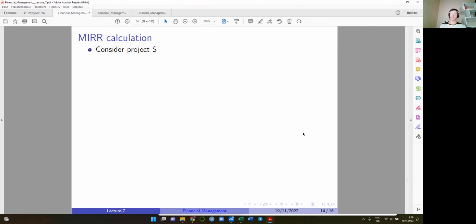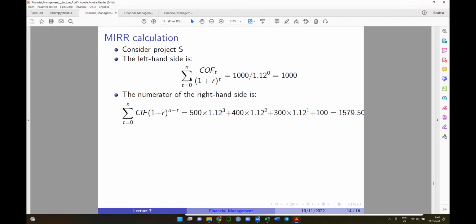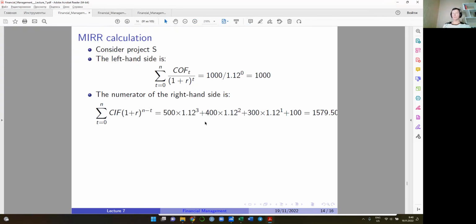Let's see an example how to compute this modified internal rate of return. So we do this in steps. First step is to compute the left-hand side. The left-hand side is formally this. We have only one negative cash flow, which is 1000 in the beginning, and we divide this by 1.12 to the power of 0, which is 1000. The numerator of the right-hand side is this. I'm taking 500 times 1.12 to the power of 3, 400 times 1.12 to the power of 2.